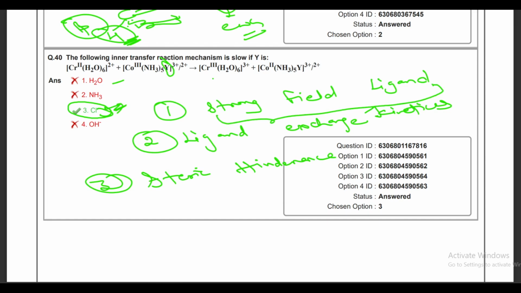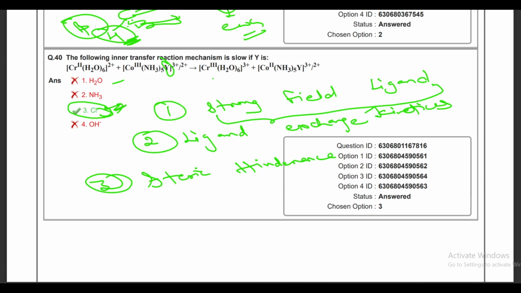Second is ligand exchange kinetics. Chloride can form a relatively strong bond with the metal ions, making ligand exchange reactions slower. So this slows down the electron transfer process, as it requires the exchange of chloride in the coordination sphere of metal ions in inner sphere reactions in most cases, not in this reaction. So ultimately ligand exchange kinetics also plays a role. Chloride makes strong interactions with metal ions, so that's why your inner sphere reaction will be slow if Y is chloride.